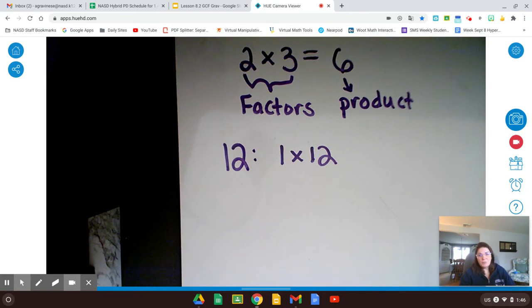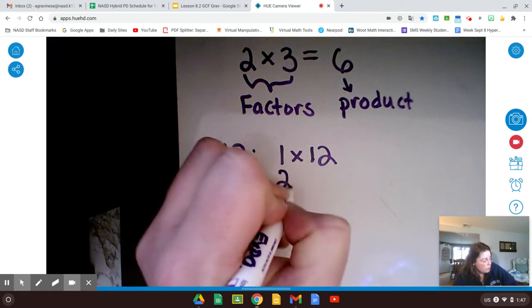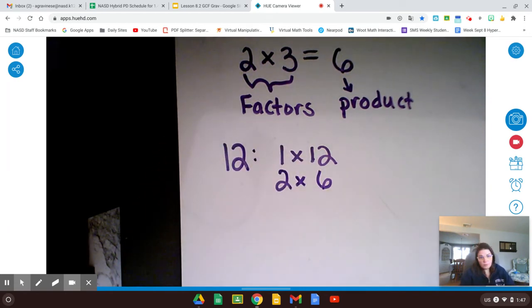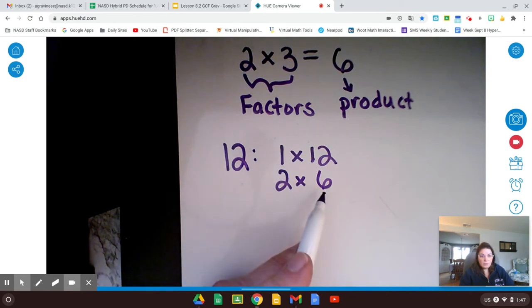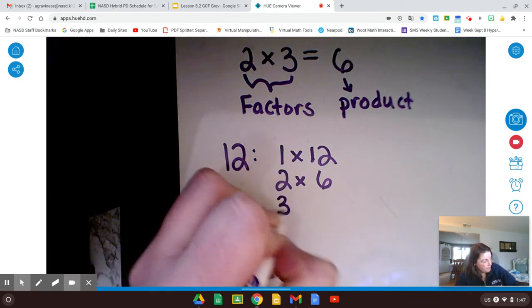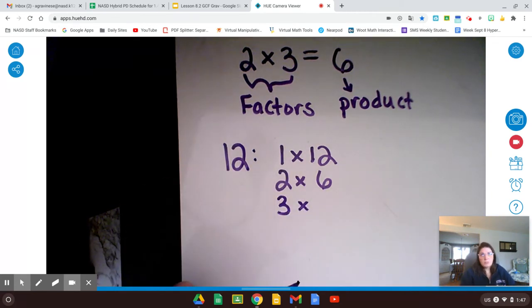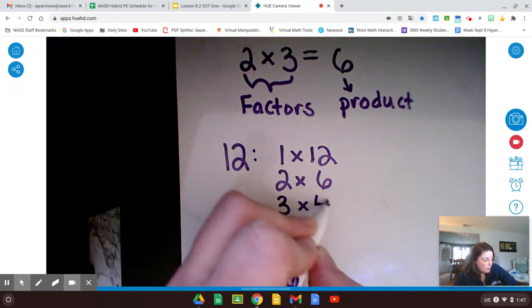What else can I multiply to get 12? Let me try 2. Yep, 2, 4, 6, 8, 10, 12. 2 times 6 gives me 12. 2 and 6 are factors of 12. Let me try 3. 3, 6, 9, 12. 3 times 4 gives me 12.